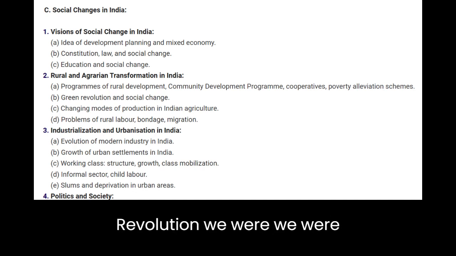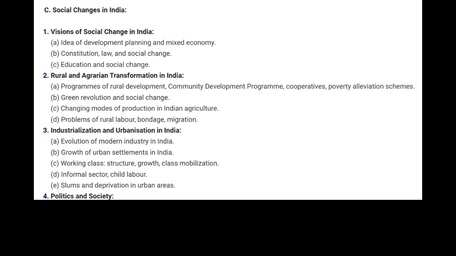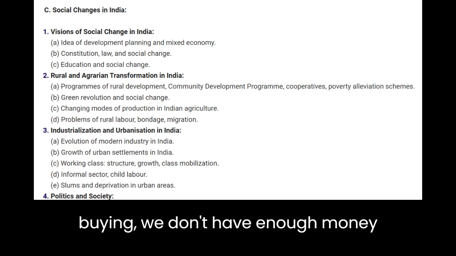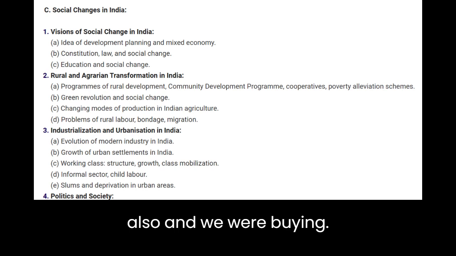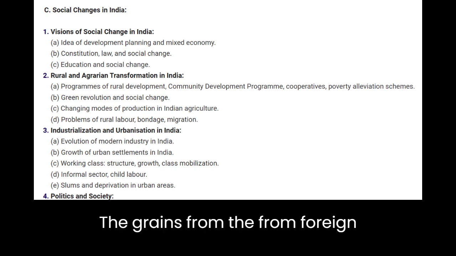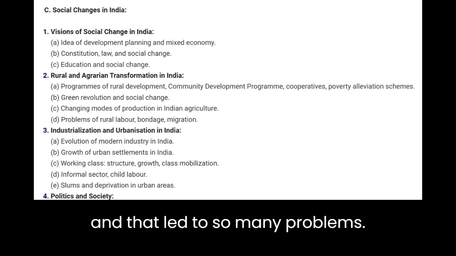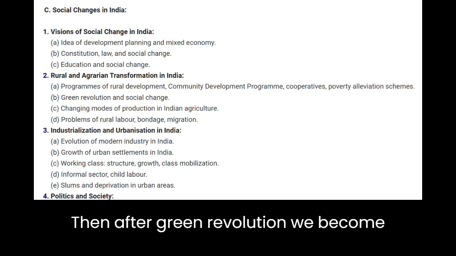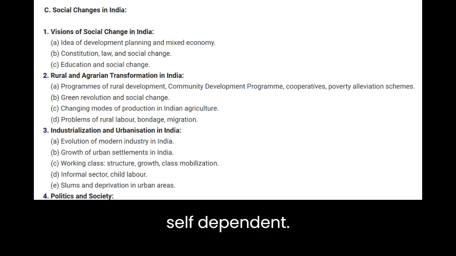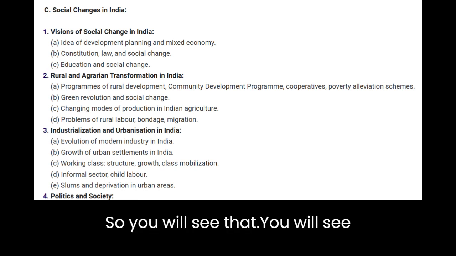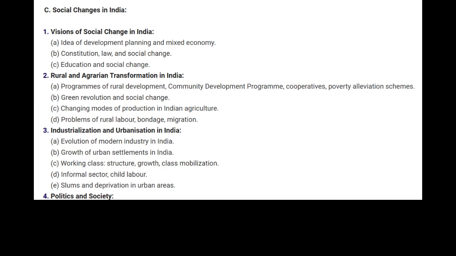Because before the Green Revolution, we didn't have enough money also, and we were buying the grains from foreign countries, and that led to so many problems. Then after the Green Revolution we became self-dependent. So we will see that.